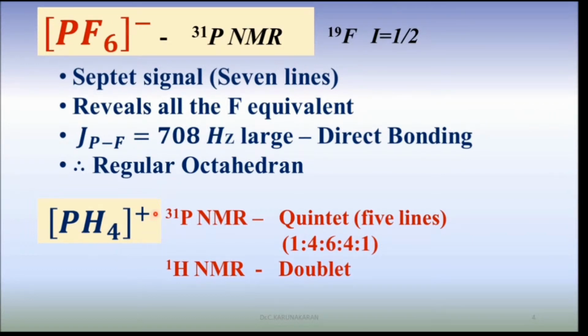PH4 plus, like NH4 plus, ammonium ion, is the phosphonium ion. Using phosphorus 31 NMR, phosphorus 31 couples with the 4 protons to give a quintet, 5 lines, n plus 1, with intensity ratio. Whereas in proton NMR, all the protons are equivalent. It couples with the phosphorus, I equal to 1 by 2.